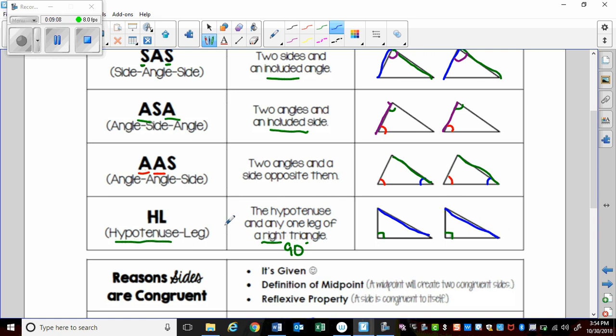And they have to give us one of the legs. It doesn't matter which one. Maybe they give us this leg. It has to be equal to this leg. Then I can prove that these are congruent by hypotenuse leg theorem.